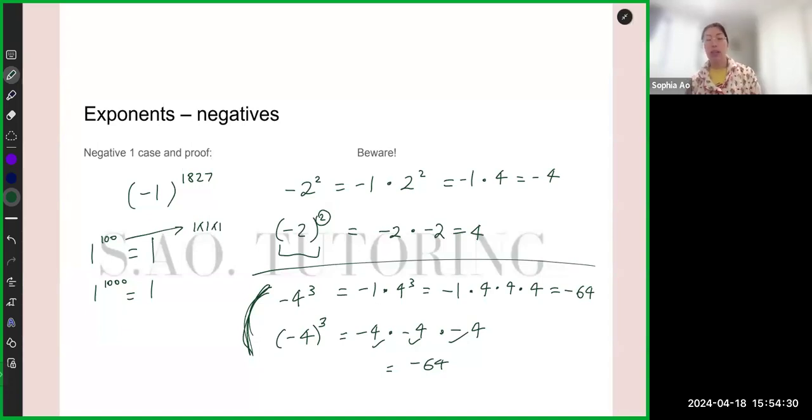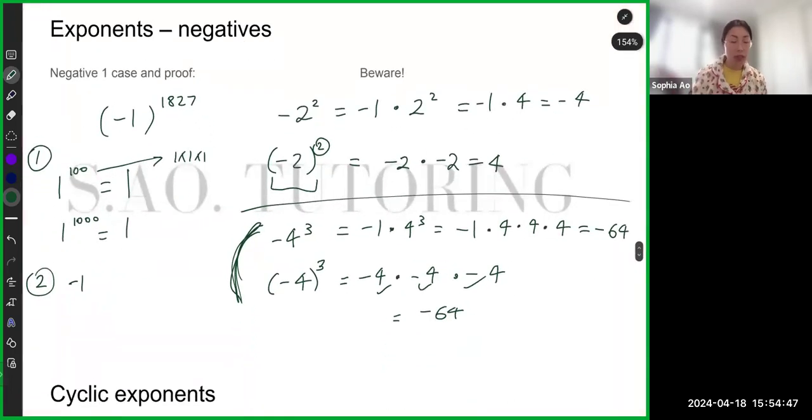If in this case 1 is just timesing itself, it's just always going to come out to be 1. Okay? That's thing number one. Thing number two, what about -1? Well, let's just test out a few to see what's going on. You probably have heard me say this a few times now, but let's do a little experiment and see what's going on. So, -1 to the power of 1 is equal to -1.